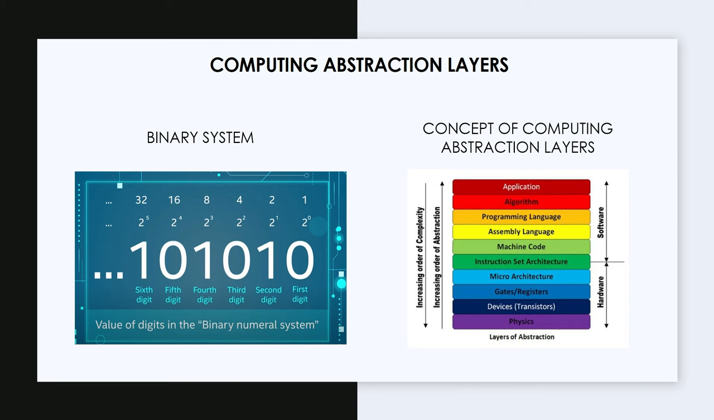There are a couple of concepts that are key to understand with regard to computer architecture. First is the binary system, where we use binary numbers for computers to function. Next is the concept of computing abstraction layers. These layers that make up computing are well understood, and building from one layer to the next allows us to build complex computing structures that would be almost impossible to visualize.